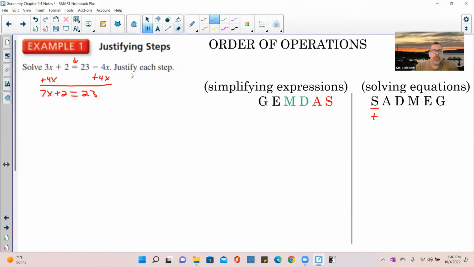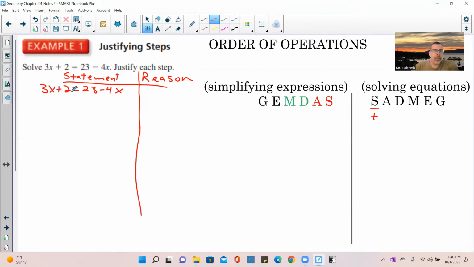So the first thing you're going to do, actually what I should have started with, is rewrite the problem. So let me do that. Let me start this again, but that's okay. Just follow along. First thing that you should always do is rewrite the problem. So write 3x plus 2 equals 23 minus 4x. Over here is your statement, and over here is your reason. So we have a statement, we write it, and the reason, well, that was given. They gave us this problem to solve. That is what is called a given.